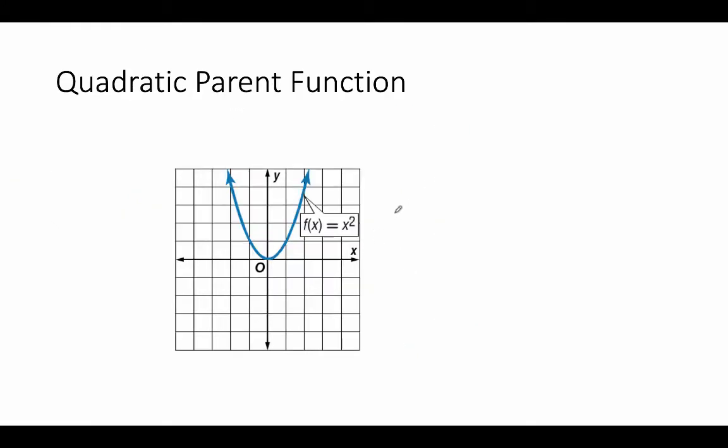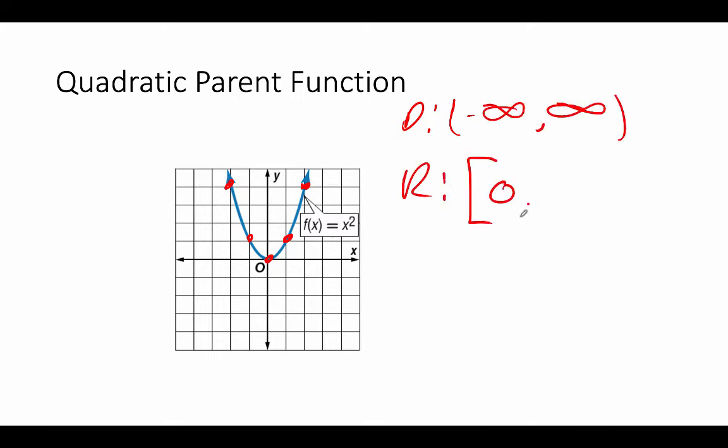Quadratic, we're going to have a whole chapter on quadratics. Y equals x squared. So 0 squared is 0, 1 squared is 1, 2 squared is 4, negative 1 squared is positive 1, negative 2 squared is positive 4, and so on and so forth. Domain here is negative infinity to infinity. Range here is 0 to infinity. That's my lowest value.